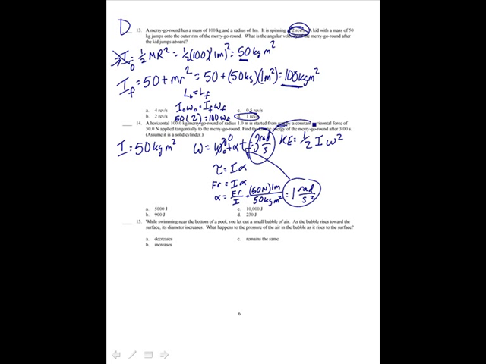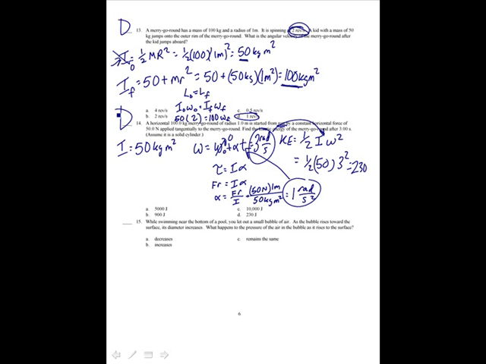And I take that and I plug it in here for omega to find my kinetic energy. That's 1/2 times 50, which is my moment of inertia, times 3 squared. See, that's 25 times 9, which is 225. So the answer for this one is D.